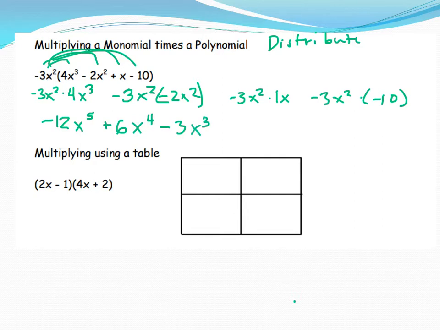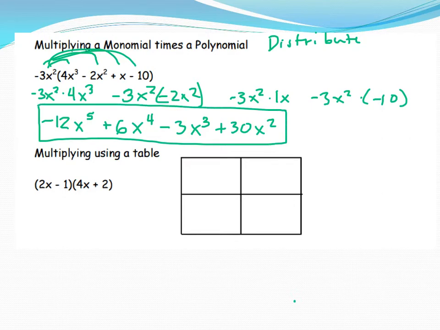That is x cubed. And lastly, I have negative 3x squared times negative 10. The x squared is going to stay, but now I have negative 3 times negative 10, which is positive 30x squared. Here would be my answer. Notice that I multiplied the monomial and the polynomial together, and I got a longer polynomial with a degree of 5. So just by multiplying, I distributed.